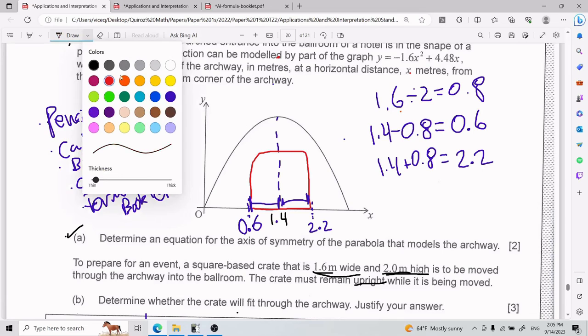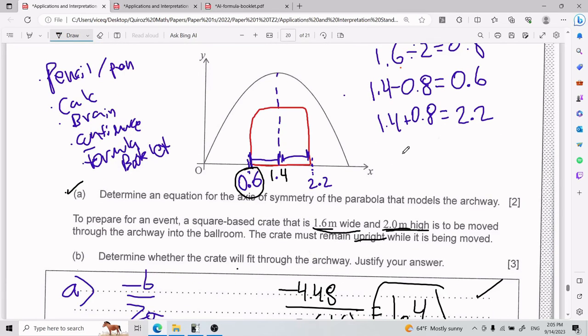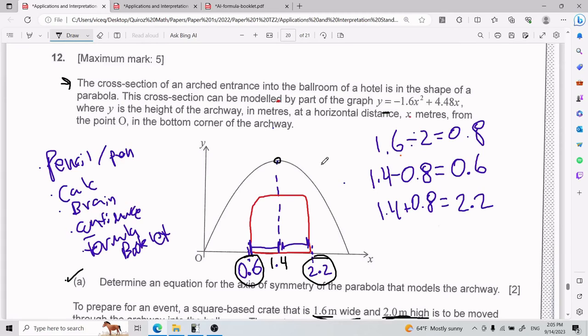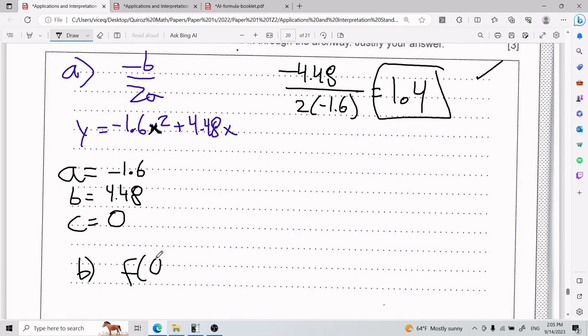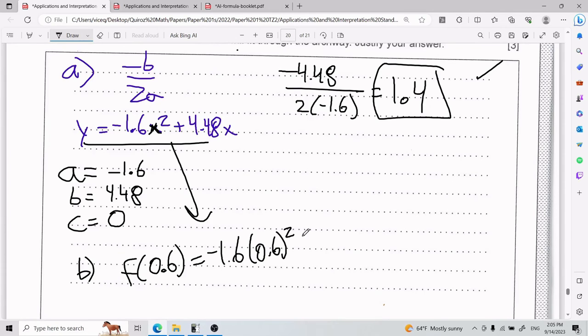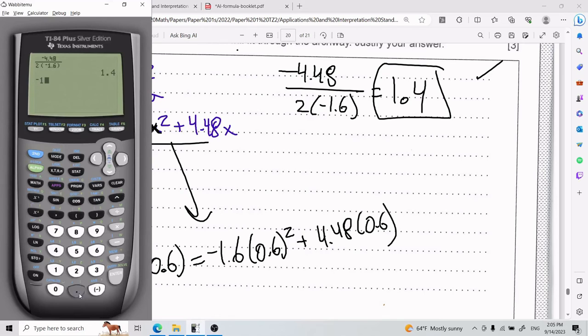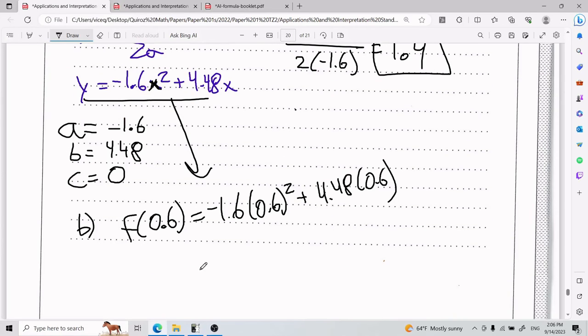So let's go ahead and plug in 0.6 for f of x, and 2.2 for f of x, and see if it's taller than my maximum here. If I plug in 0.6, f of 0.6, I'm going to have negative 1.6 times 0.6 squared plus 4.48 times 0.6. So I whip out my calculator, I plug in 0.6, I do the whole thing, and I end up with 2.112. All right, what does that mean?